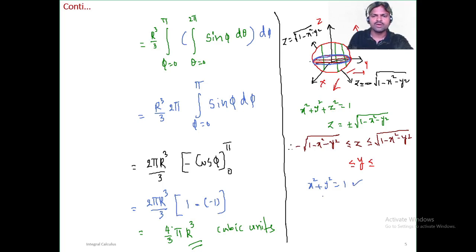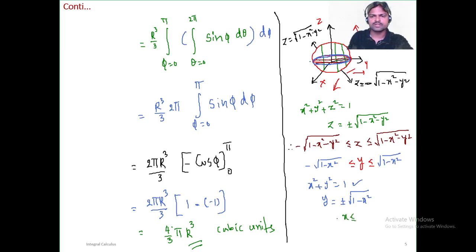Now y varies from where to where, plus or minus square root over 1 minus x square. So the lower one you take minus square root of 1 minus x square, and the upper one you take plus. So overall, the y limits are minus square root over 1 minus x square and plus square root over 1 minus x square. Now look, z and y are dependent variables. And lastly, let us calculate the x limits.